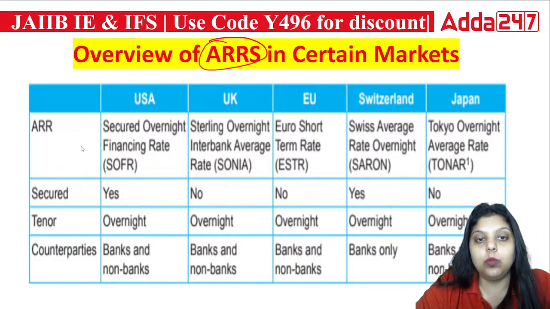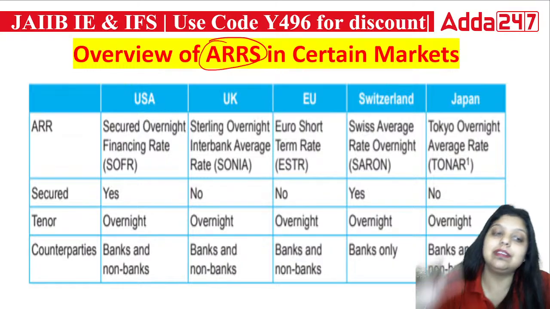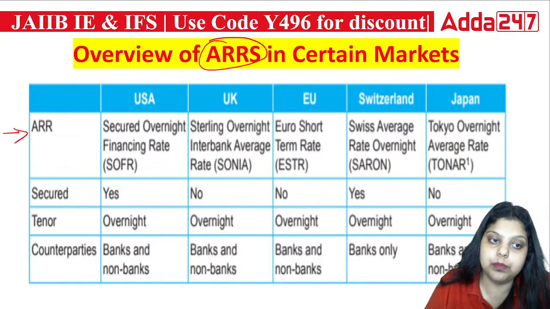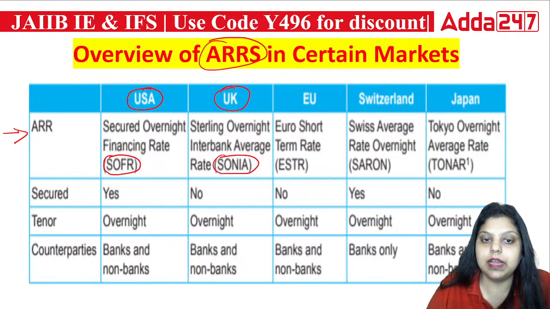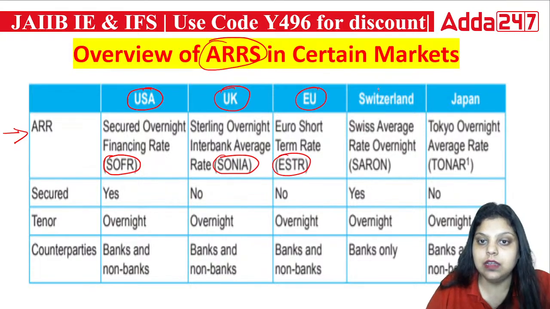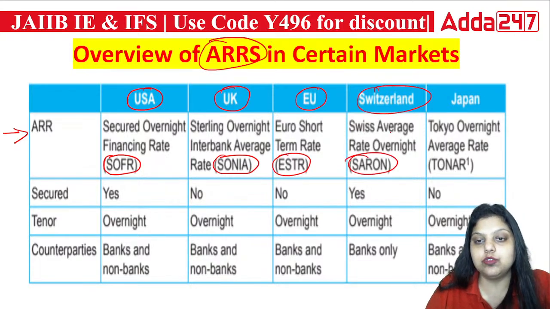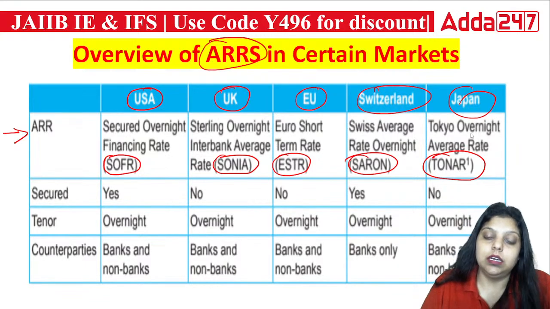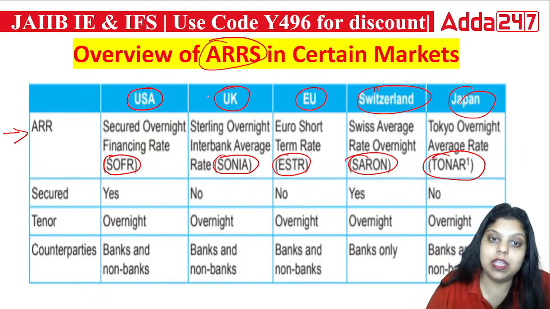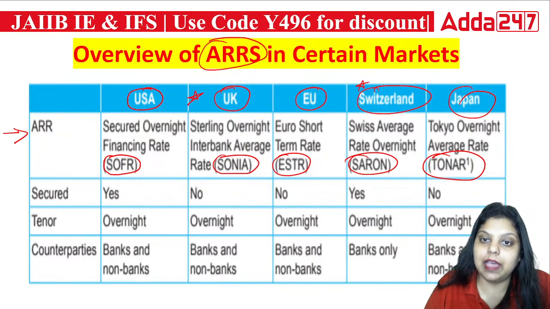Okay. Now what is important in this chart? The first row is very important. The USA's alternate reference rate is named SOFR, Secured Overnight Financing Rate. The UK's is named SONIA, the Sterling Overnight Interbank Average Rate. The EU's is named Euro Short Term Rate, ESTR. Switzerland's is named SARON, the Swiss Average Rate Overnight, and Japan's is named TONAR, the Tokyo Overnight Average Rate.